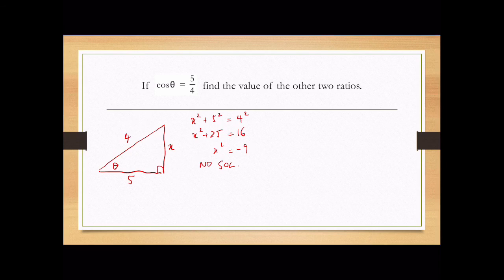Okay, the other way you could have done it, if you have cos theta equals 5 over 4, this is adjacent over hypotenuse. Remembering hypotenuse is the longest side, so it must be greater than adjacent. You can't have one side longer than the hypotenuse in a right angle triangle. That just breaks all the rules. So it is impossible. Cos theta will not be equal to 5 over 4. It's absolutely impossible. So obviously the other two don't have values either.